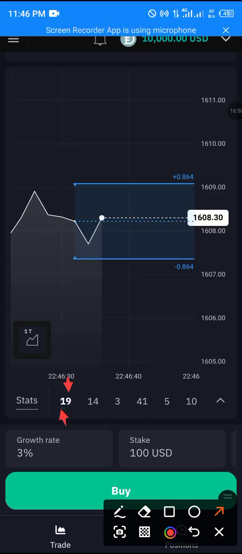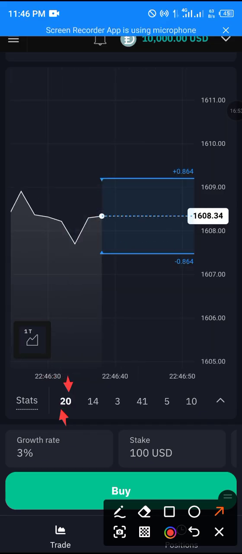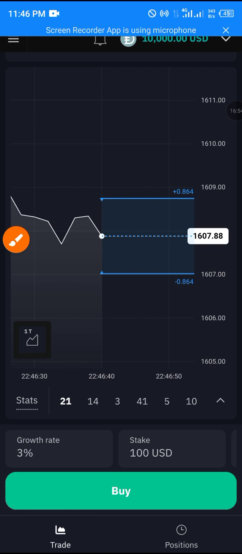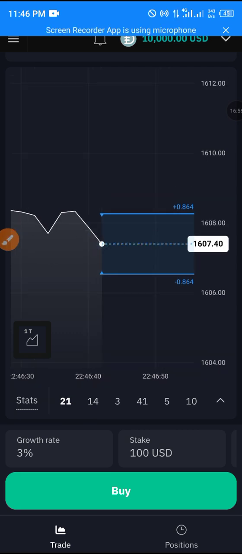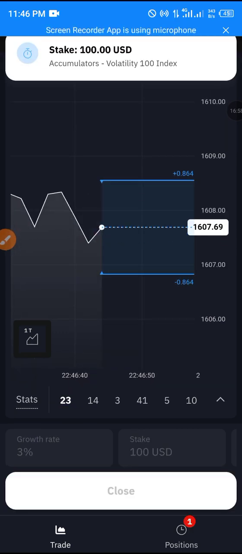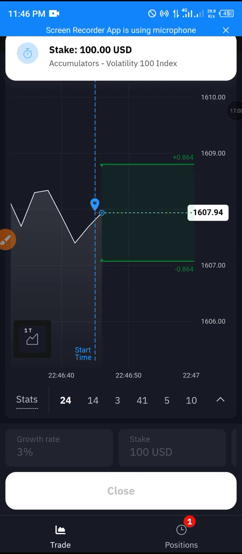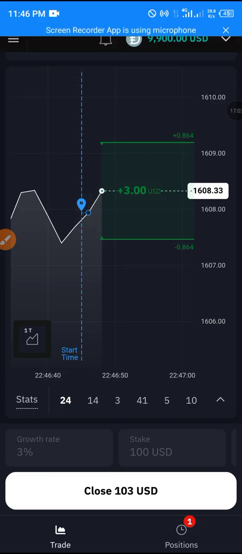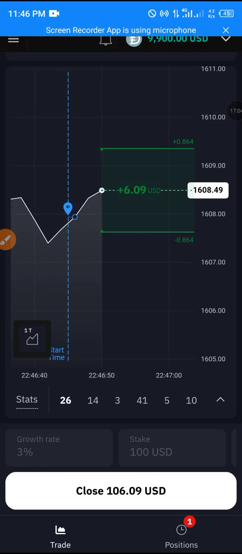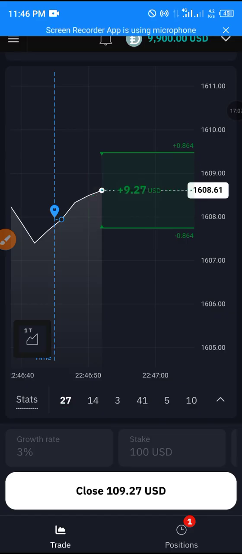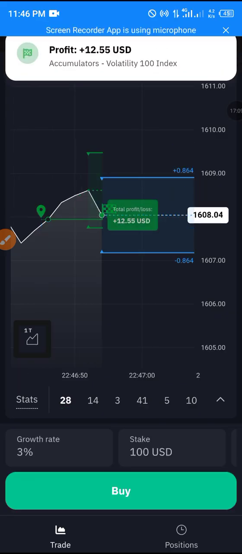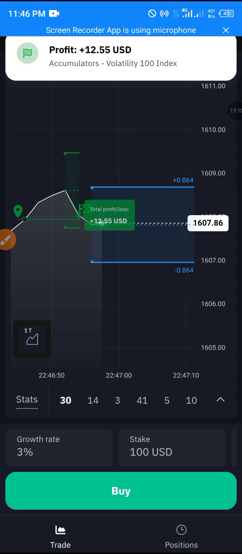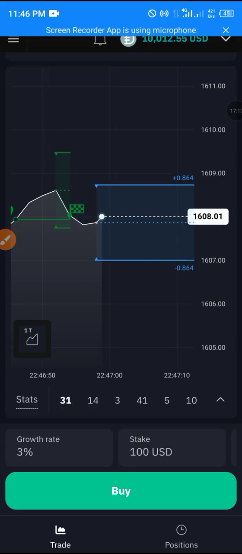If it has crossed 20 like this now, you are likely to hit a buy low. So I'm going to enter trade now. I've clicked buy. So right now I'm in trade. You can see, because I'm in 3%, you see how it's going. So I've hit my profit. If you can look at up there, profit of 12.55.